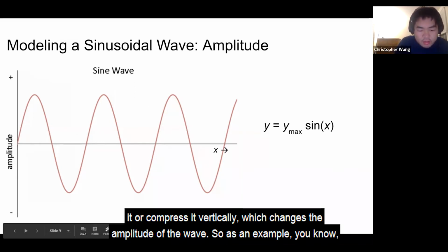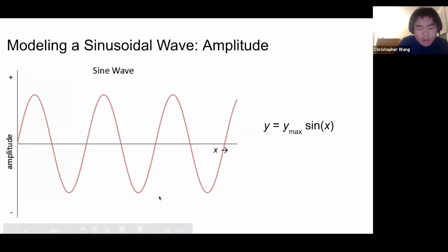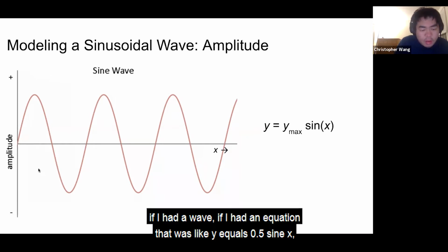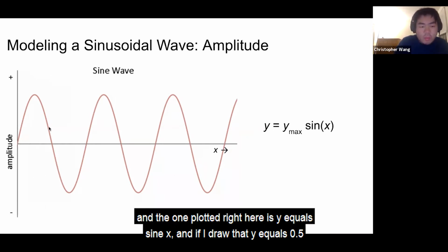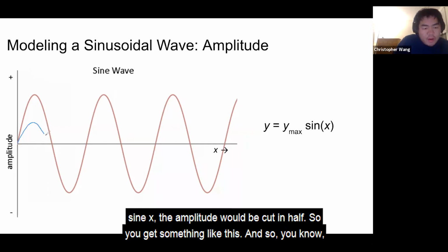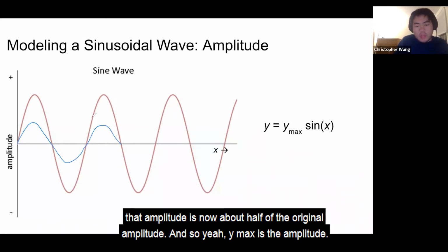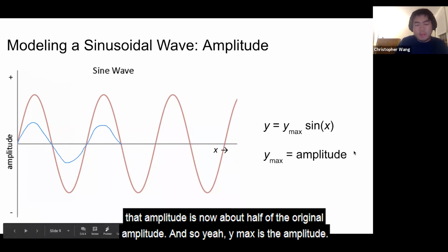So as an example, if I had an equation like y equals 0.5 sine x, and the one plotted in red here is y equals sine x, then if I draw y equals 0.5 sine x, the amplitude would be cut in half. So you get something like this. And that amplitude is now about half of the original amplitude. And so, yeah, y max is the amplitude.